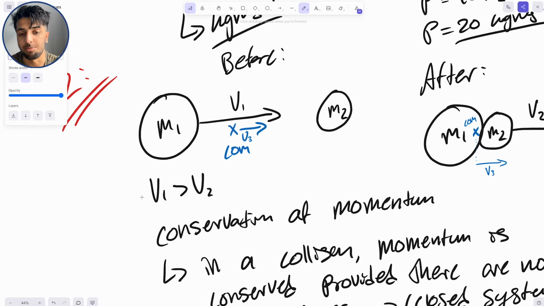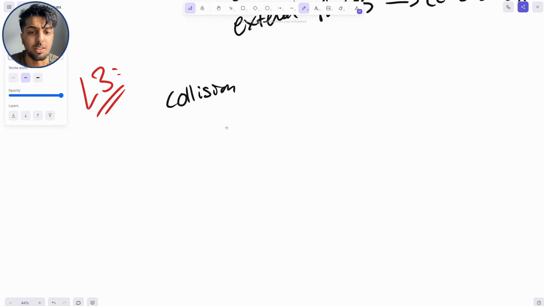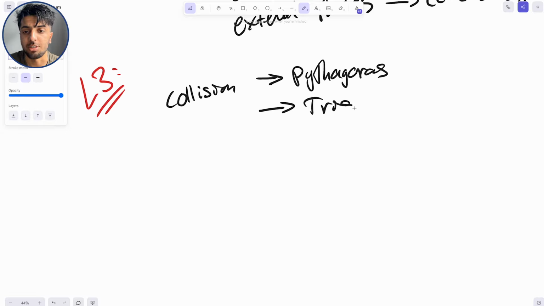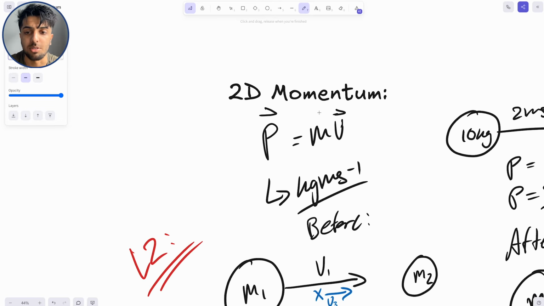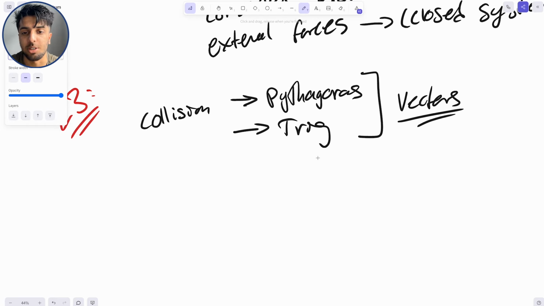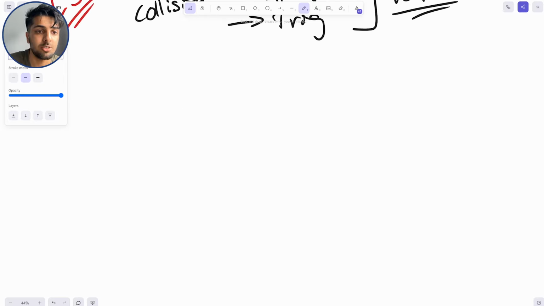So in level 2, we only focus on one-dimensional momentum. However, in level 3, to solve the collision problems, we would have to use Pythagoras and also our trig, and we will be using these using vectors. Right, so we know momentum is a vector, and so we will be drawing some vector triangles to calculate the momentums, and therefore we can get either the mass or the velocity of an object from there, essentially. So let's look at an example.